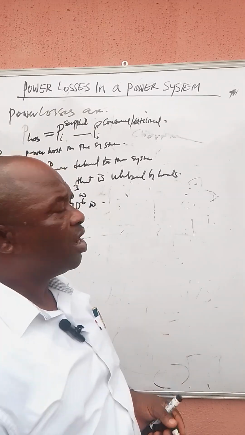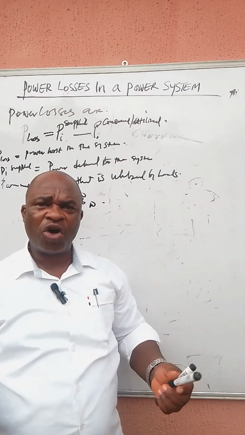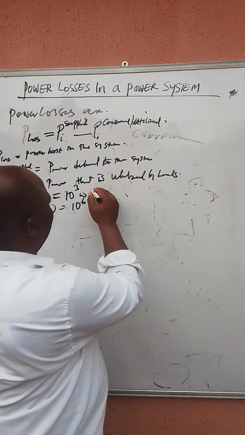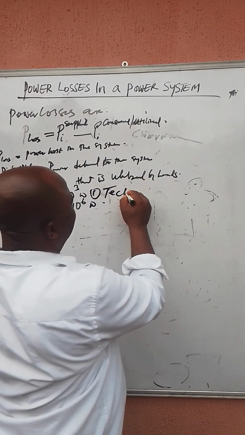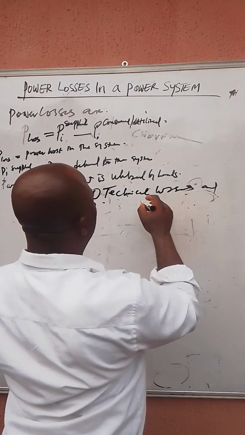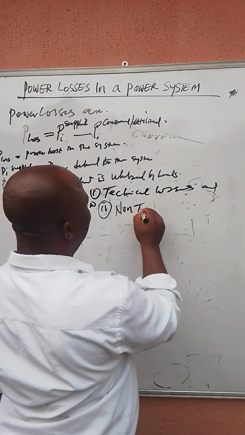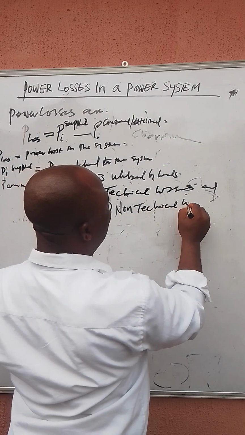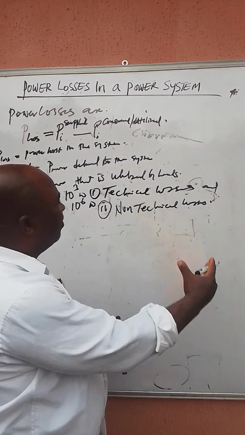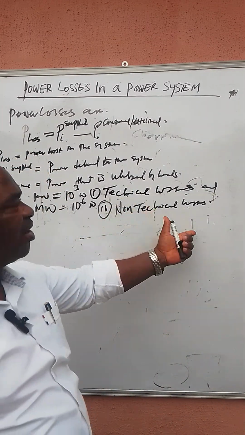Another thing we are going to look at now will be the classification of these particular power losses. Power losses can be classified into two categories. We have one, technical losses, and two, non-technical losses. So these are the two losses we have in a power system: technical losses and non-technical losses.